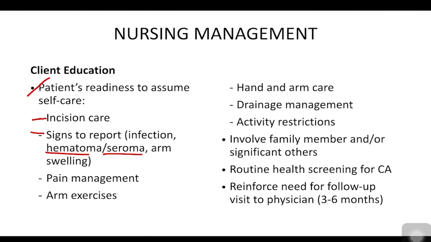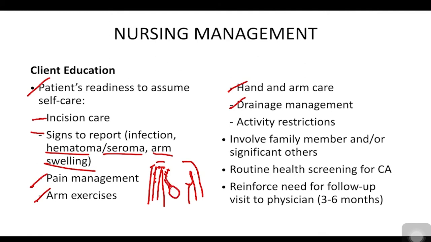Makikita nyo, if you would compare the arm to the other arm, for example, here is the operated site, and then it grew, tapos maliit lang din yung kabila. For example, report it immediately kasi there is swelling. It's either there's complications or fluid overload, or parang hindi nagagalaw yung arm, so it needs to be moved. Pain management and arm exercises. Okay, hand and arm care, drainage management. For example, they have JP there or Jackson Pratt. So you have to take care of that as well.